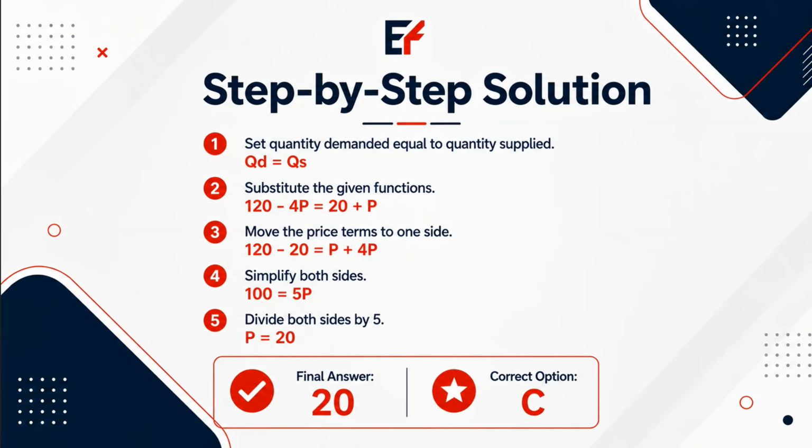Option C is correct. Option A and option B are too low, while option D is too high because they do not satisfy the equality between demand and supply. The key rule is simple. Equilibrium P is found where demand and supply are equal.